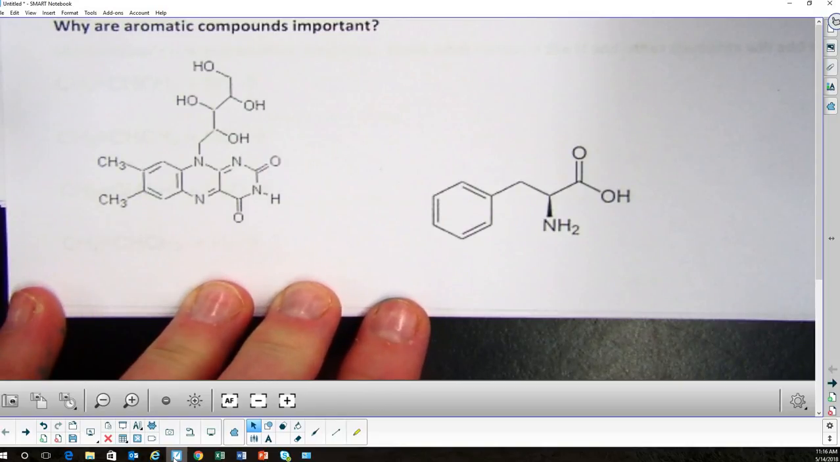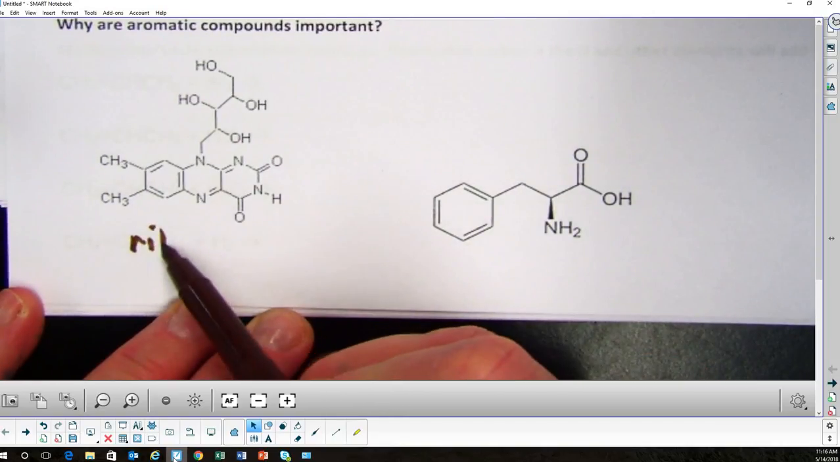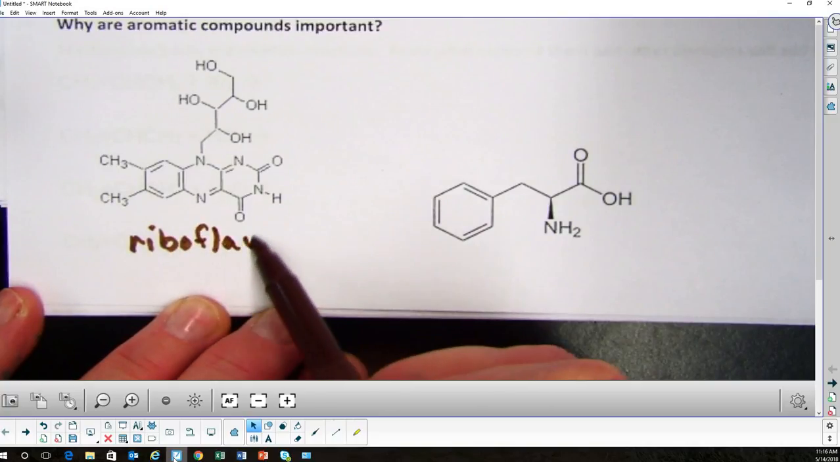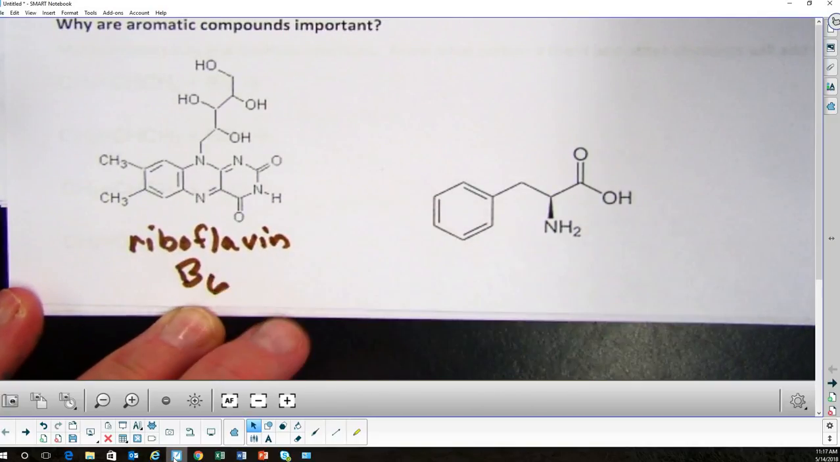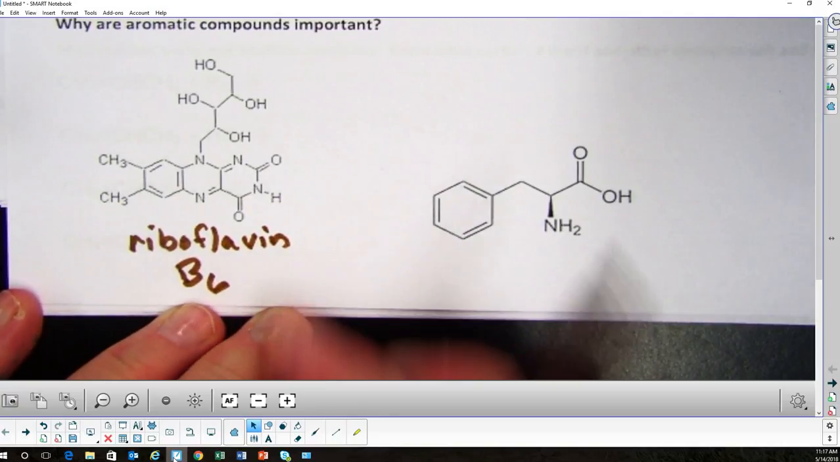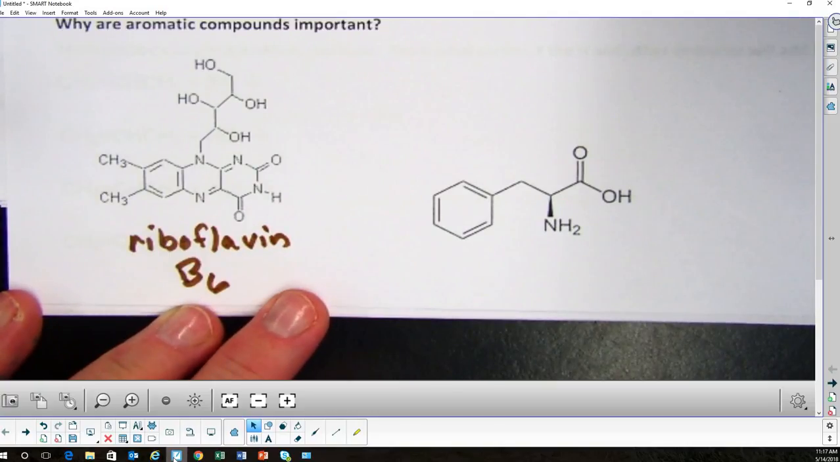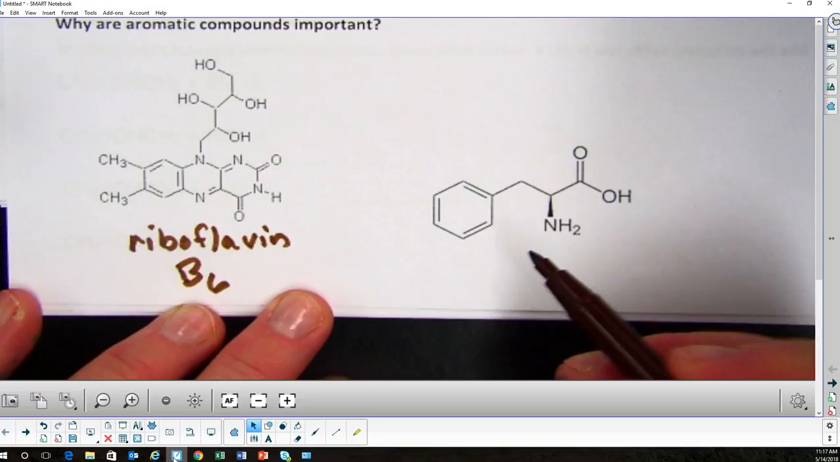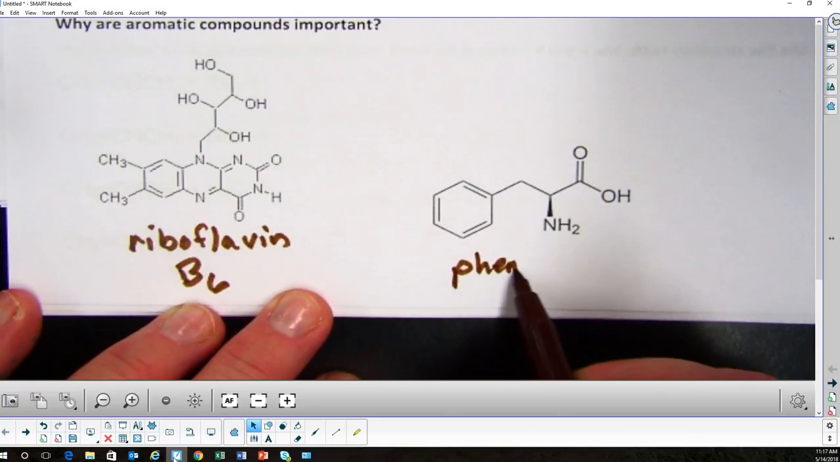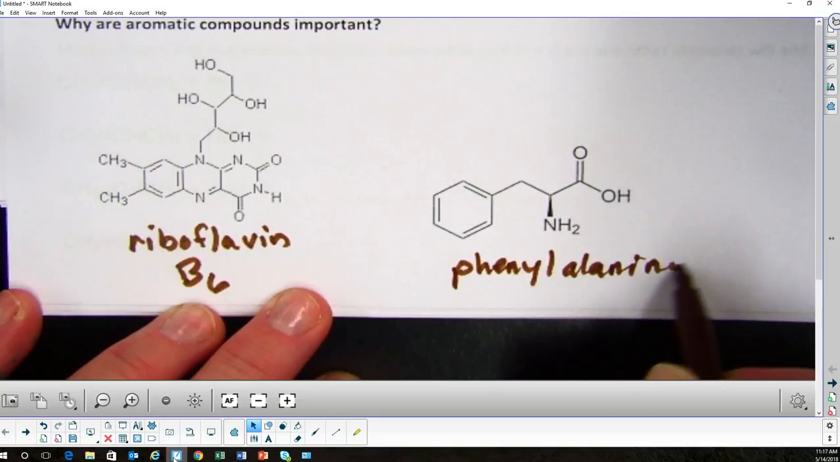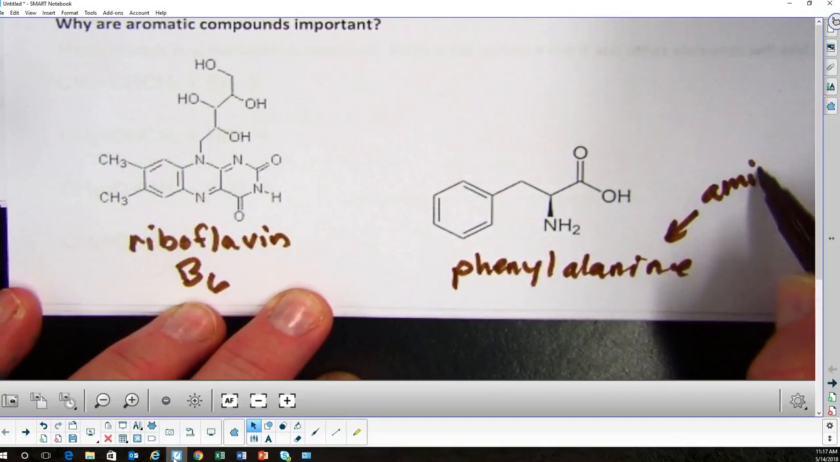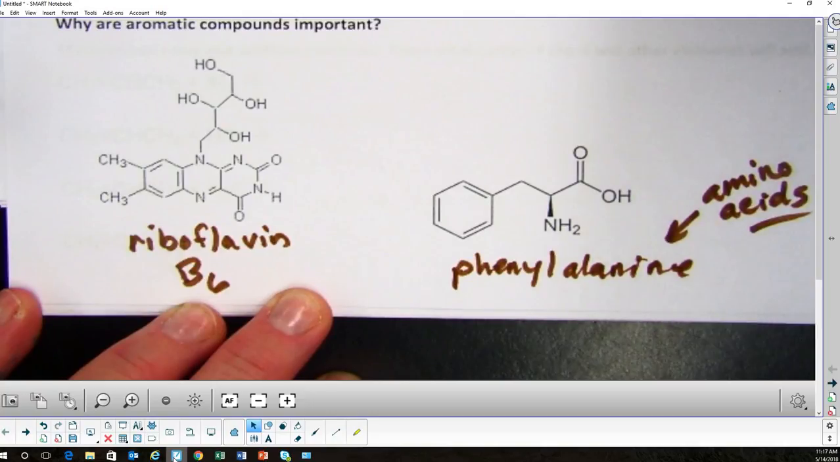Not a clue. This one right here is known as riboflavin. You probably have heard of it as B6. It's a vitamin that you need. If not enough B6 is given during pregnancy, it could cause a lot of neurological damage. This one up here is phenylalanine. This is one of our amino acids. Okay? And those are some important ones to know.